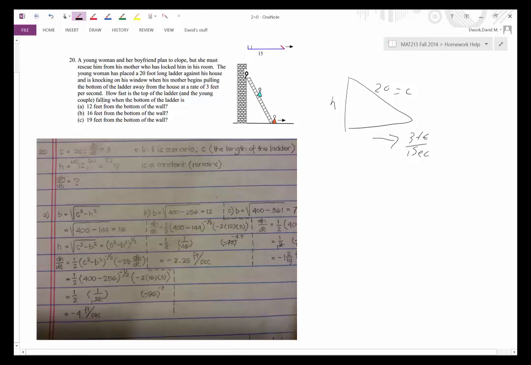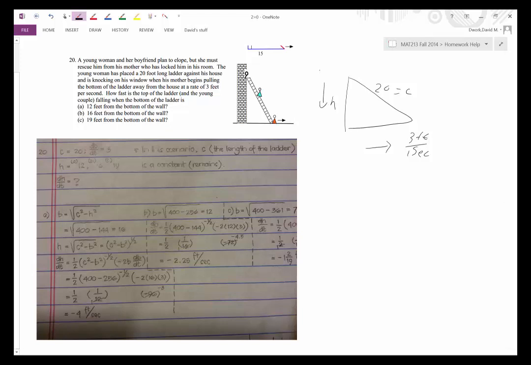So I have in my little picture here, you can see I've called the ladder, which we know is 20 feet. And in your work, I believe you called that C, so I labeled it C as well. I'm showing that the rate of change, she's pulling the ladder away from the wall at a rate of 3 feet per second. So I went ahead and showed that with this little arrow. And now it's asking, how fast is the top of the ladder falling?